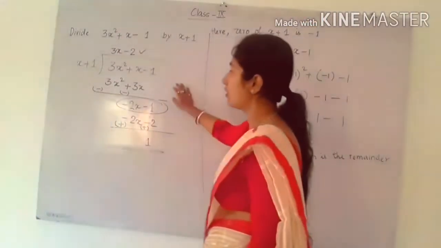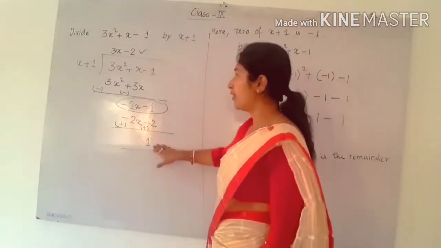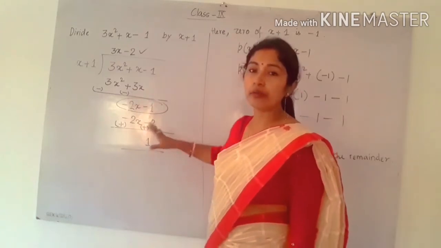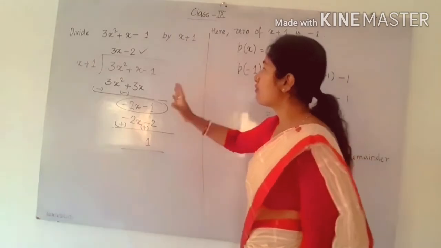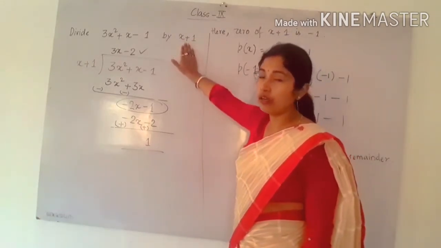So this method is called the long division method. Again, we can find the remainder, that is 1, by the long division method, and there is another method we can do it directly also. So what is the other method? First of all, you have to see the divisor. The divisor is our linear polynomial x plus 1.